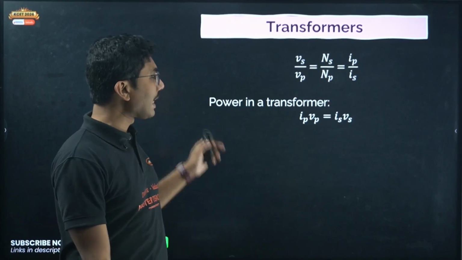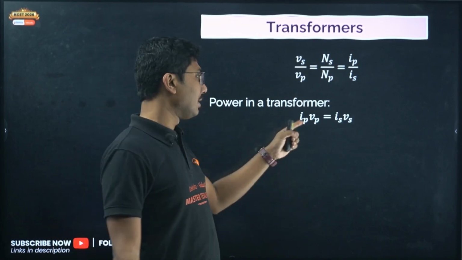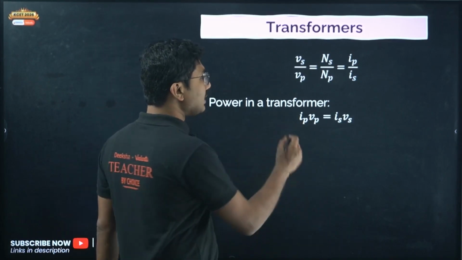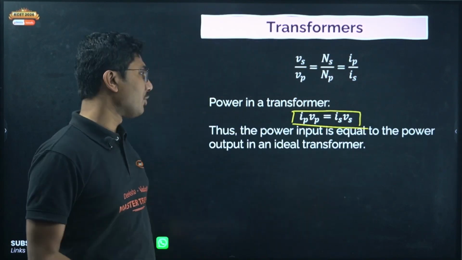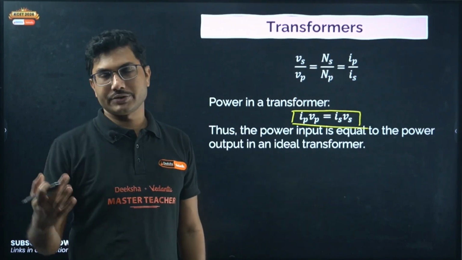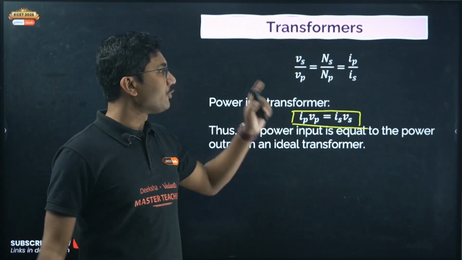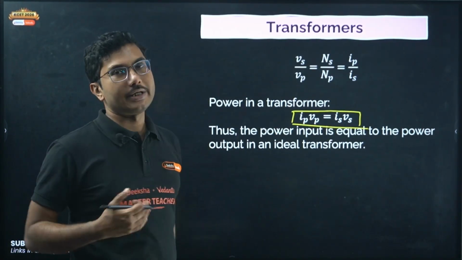Now if you calculate the power in the transformer, input power equals output power. So in an ideal transformer, the power is always constant. You have to remember that the input power is equal to the output power in the case of an ideal transformer.